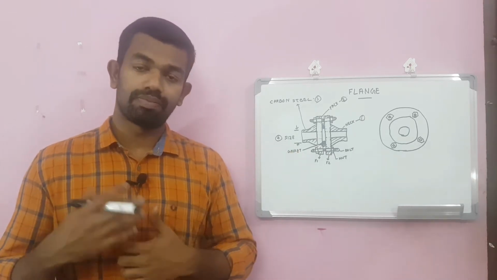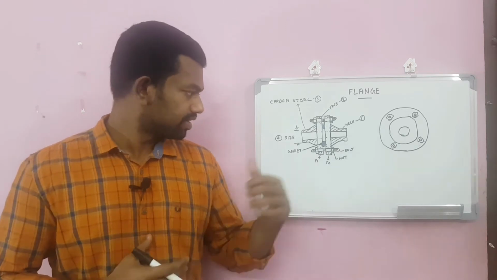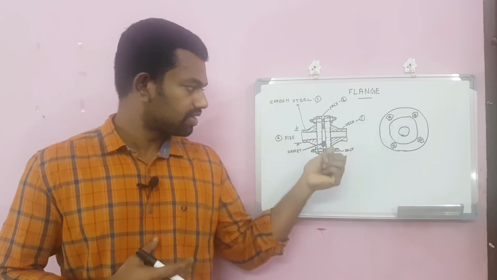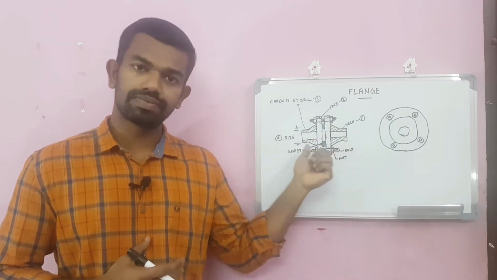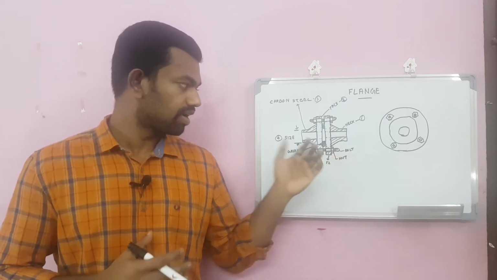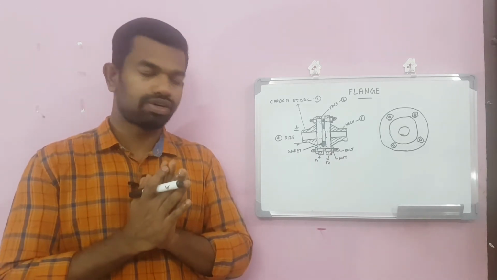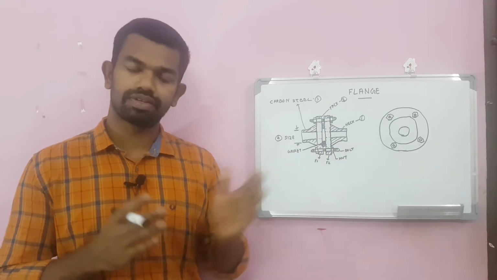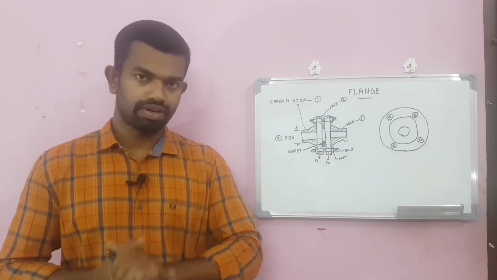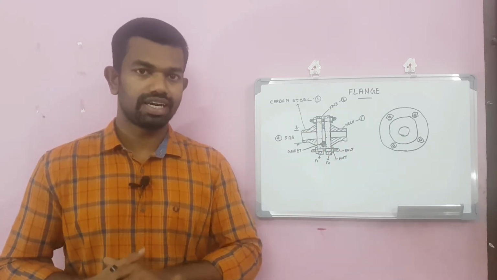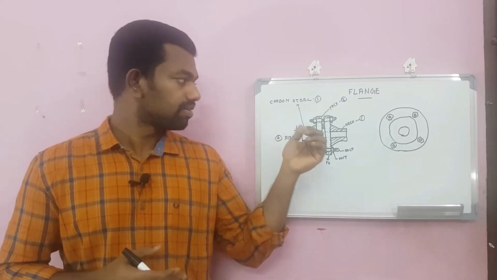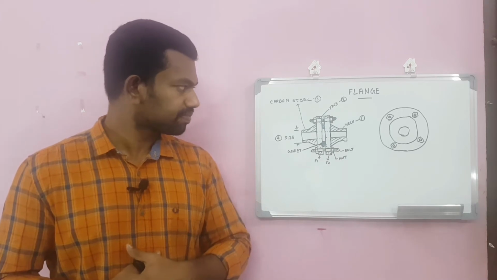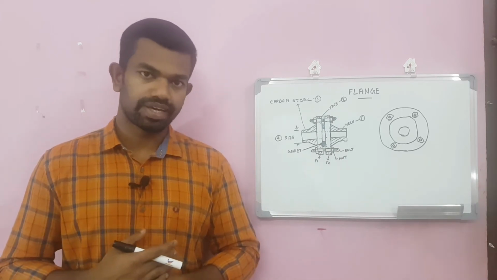And what is the pressure temperature rating? This is the most important thing. These are the flange bolts and nuts for connecting two flanges together. This is a gasket, which comes in between the flanges. The purpose of the gasket is to prevent leakage from inside between two flanges. There are many different types of gaskets.